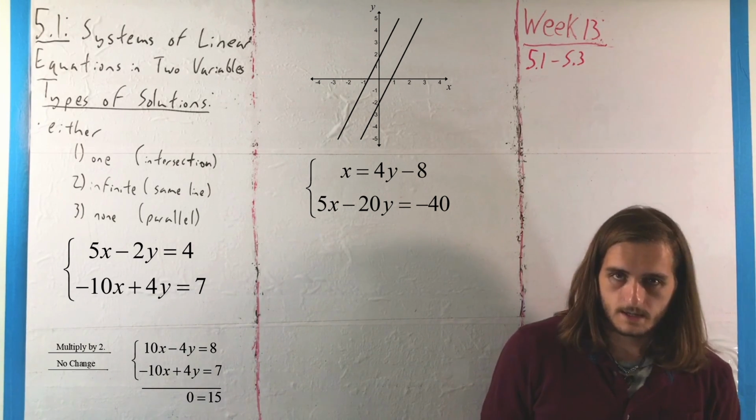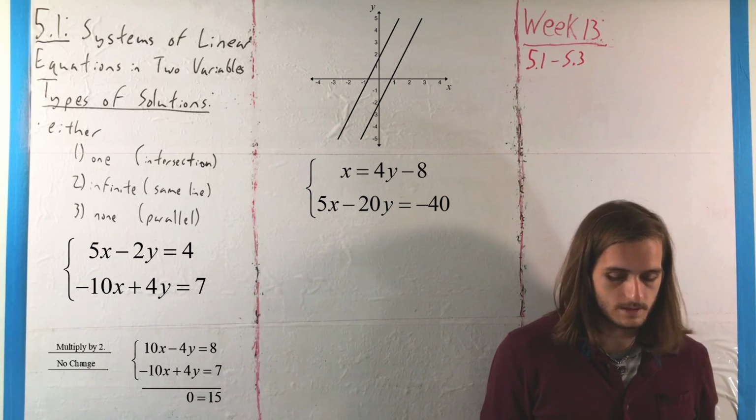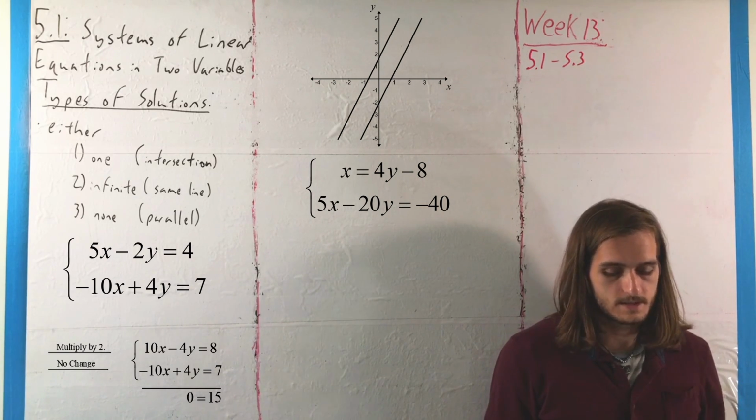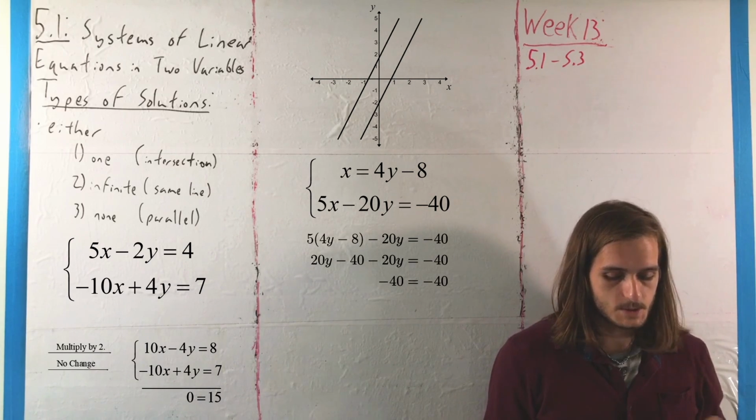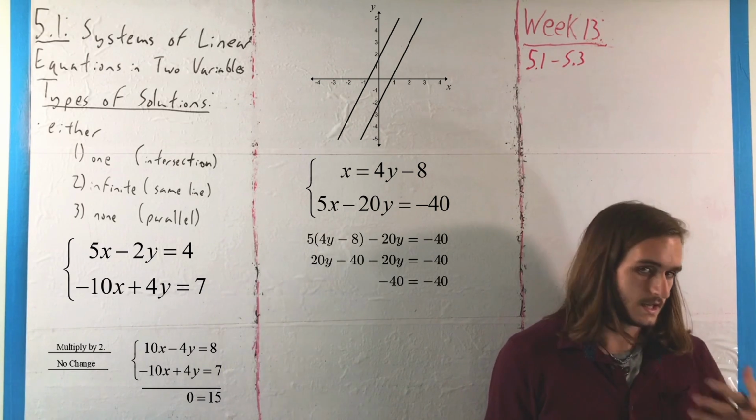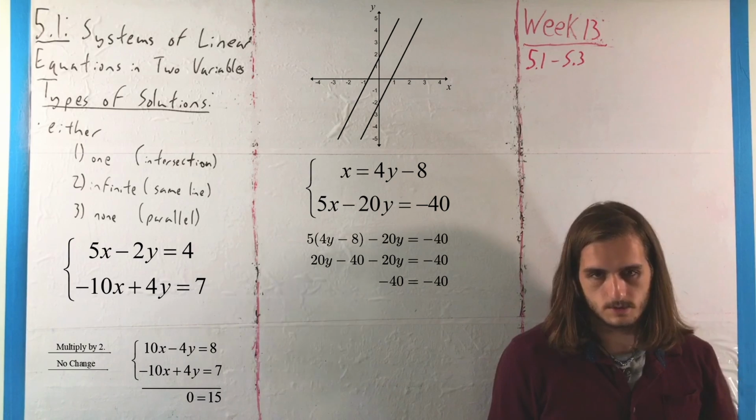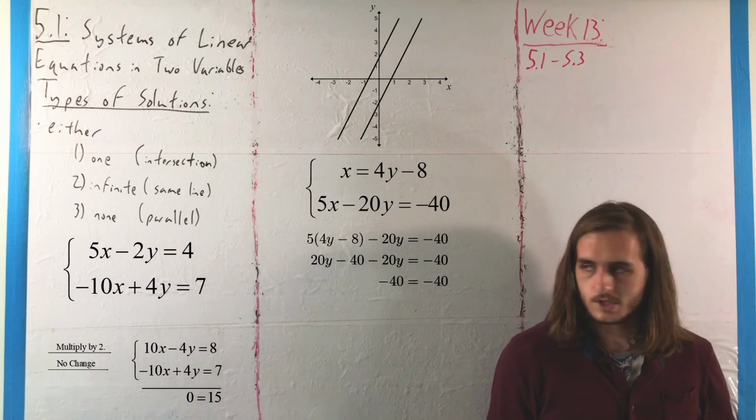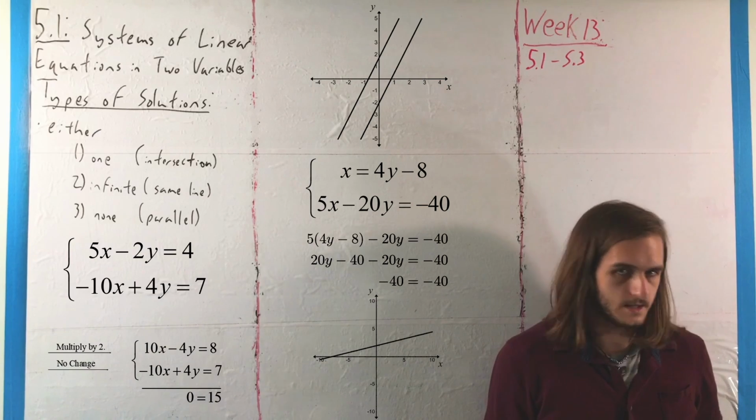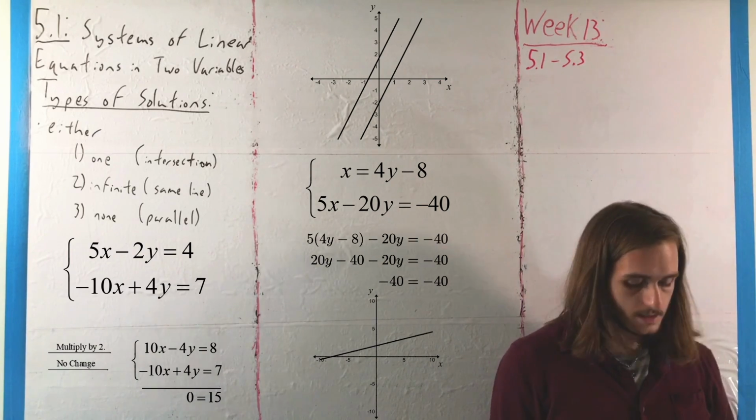Meanwhile, if we took a system like x equals 4y minus 8 and 5x minus 20y equals negative 40, we could solve it pretty straightforwardly in terms of substitution. As we already have something in terms of x, we'd have 5 times 4y minus 8 minus 20y equals negative 40, which, pulling those terms around and simplifying a little bit, gives you negative 40 equals negative 40, which is to say you've written the same line in two different ways, and you've got infinitely many solutions.